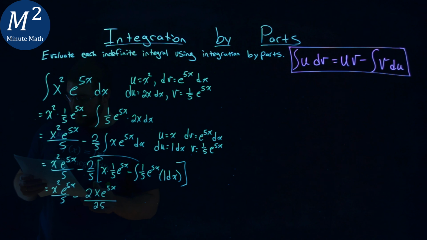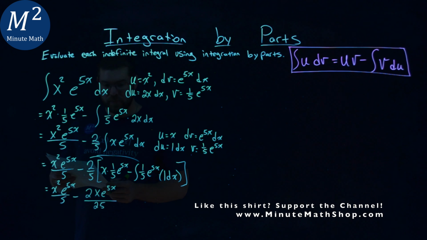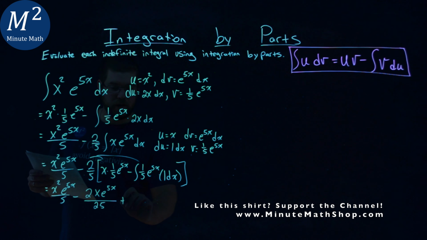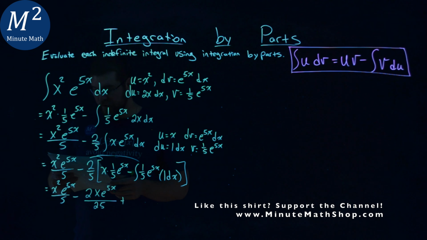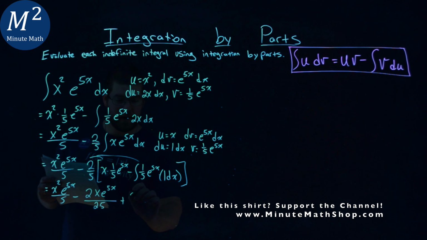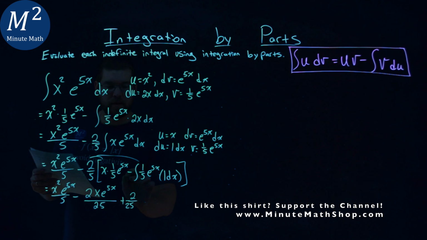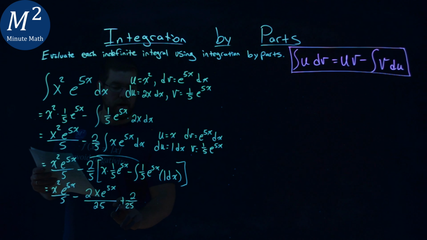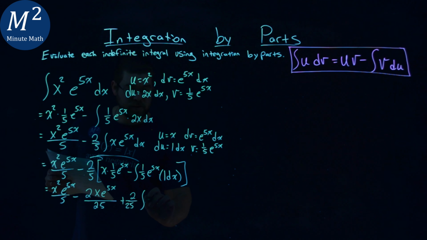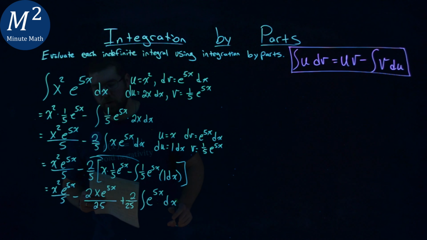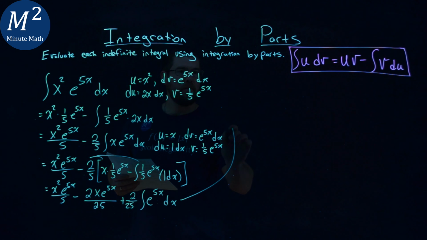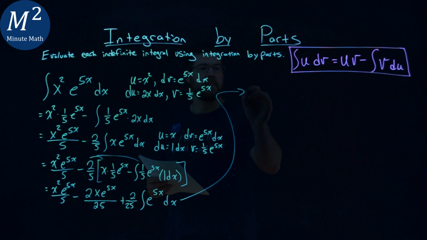I'll make sure I have everything right. And we're good. Plus, now we have a negative times a negative, which is going to be a positive. We have a positive, and 2/5 times 1/5 will be that 2 over 25 again. We're going to pull out the 1/5 out here, so 1/5 comes outside, multiplies by the 2/5, positive 2 over 25, times the integral of e to the 5x dx.